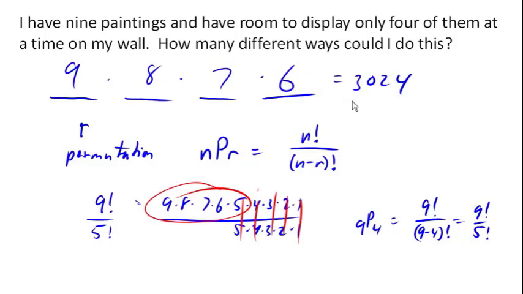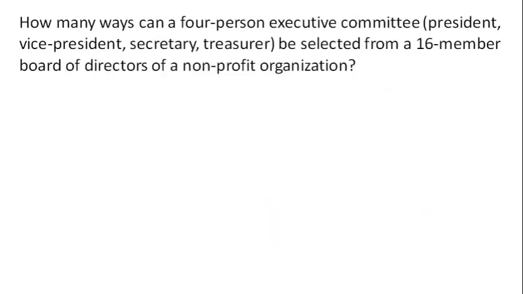Now, this is kind of handy when we're looking at larger numbers. So let's look at one more example. How many ways can a 4-person executive committee, president, vice president, secretary, treasurer, be selected from a 16-member board of directors? In this case, there are 16 choices, 16 members on the board of directors, and from them, we're looking at permutations of size 4. So we're looking at orderings. Again, order matters here because it matters who's chosen as president and vice president versus the other way around. So 16 people, we're picking 4 of them, order matters, 16P4.